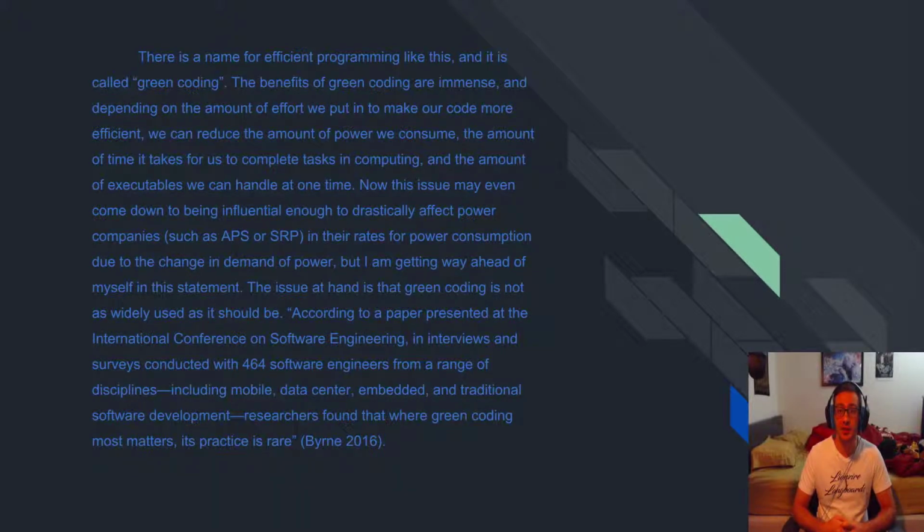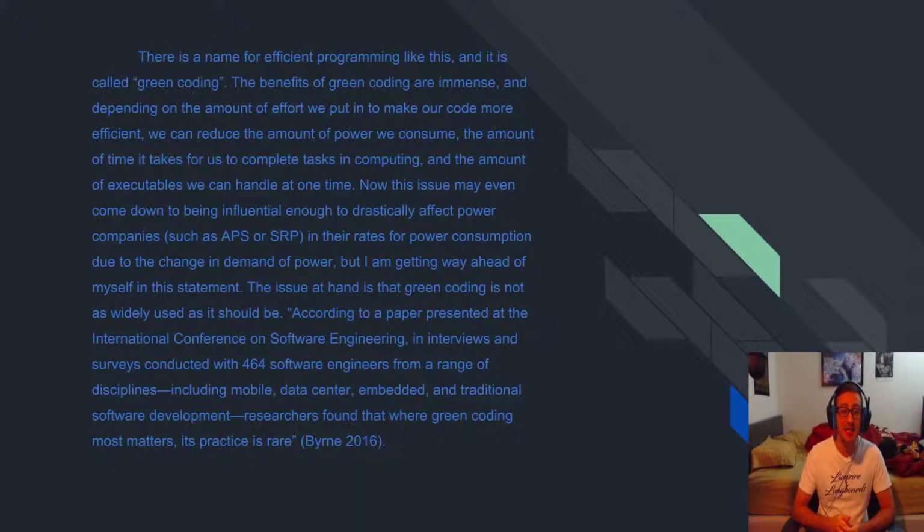Now the benefits of green coding are immense and can depend on the amount of effort we put in our code to make it efficient. We can reduce the amount of power we consume, the amount of time it takes for us to complete tasks, and increase the amount of executables that we can handle in a small amount of time. Now, these three things are the key important factors in making efficient code.